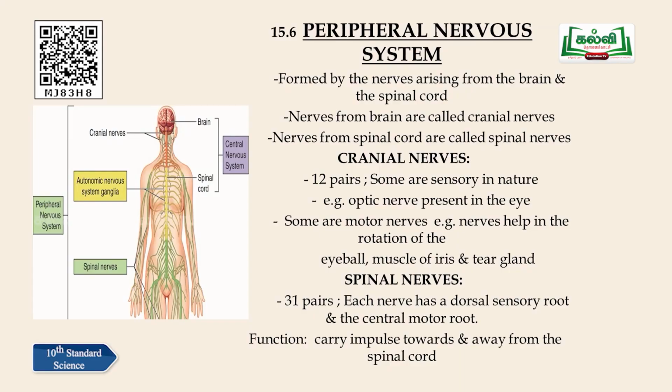Some of them are sensory in nature. Among the 12 pairs of cranial nerves, some of them receive signals from sense organs. When they receive a stimulus from a sense organ like the eye, it immediately goes through the optic nerve, and it will reply whether you have to rotate the eyeball or move the eyes, like winking of the eye. All these are done only with the help of cranial nerves which are sensory in nature. Some of them are motor nerves, as I told you, nerves which help in rotation of the eyeball and the muscles of the iris. Iris is the membrane, the junction of your eye. You have the iris and the tear gland where you get the tears.